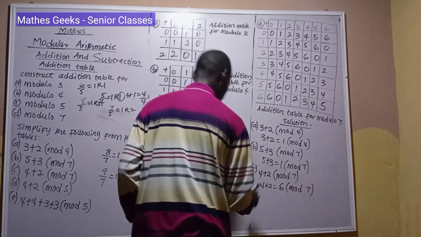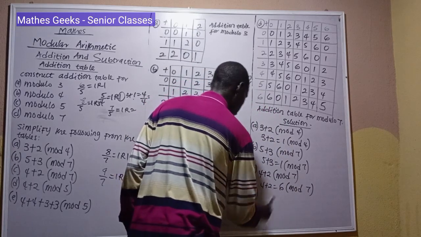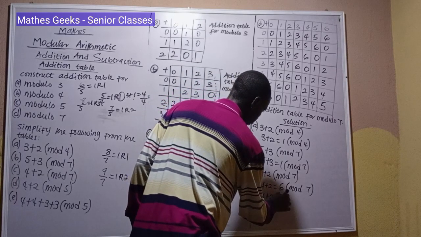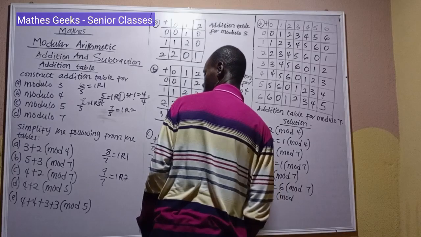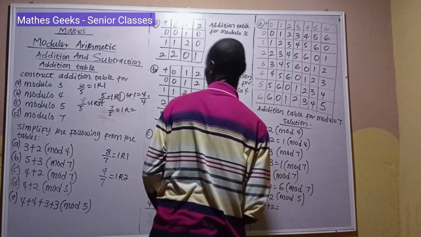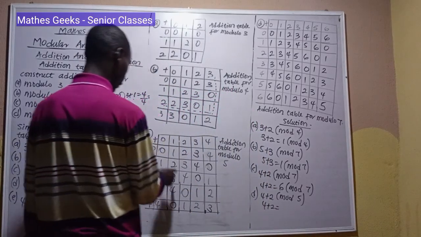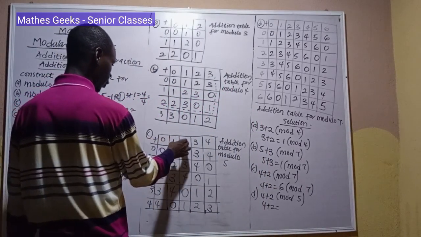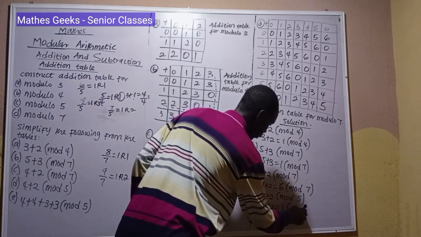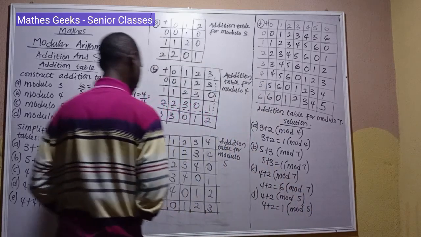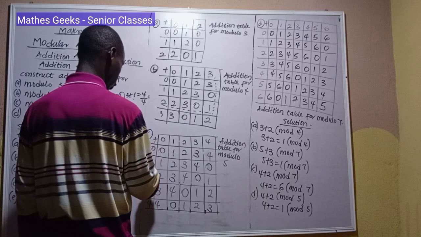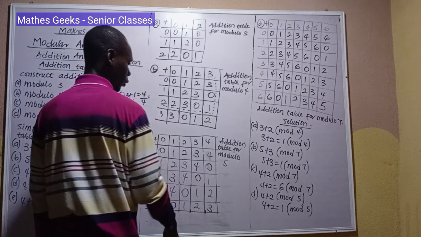And D is 4 plus 2 in mod 5. So 4 plus 2 in mod 5. This table is 4 plus 2. Bring it down. That's 1. It's equal to 1 mod 5. Well, if you decide to get your 4 here, then that will be 4 plus 2. Take it down here. That's 1. So it's correct.